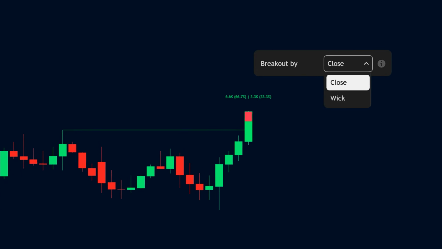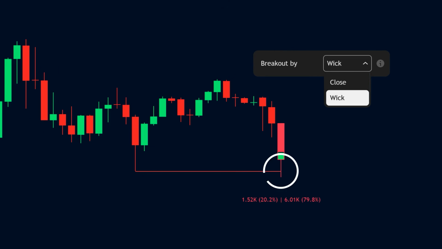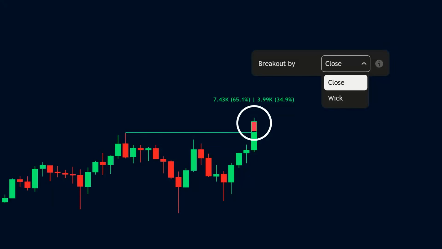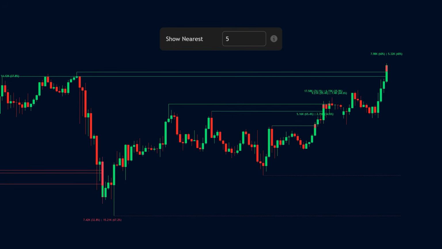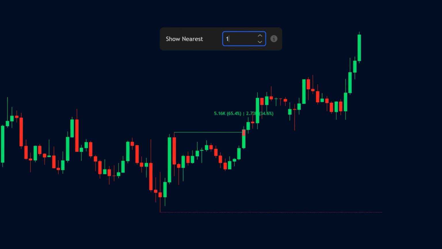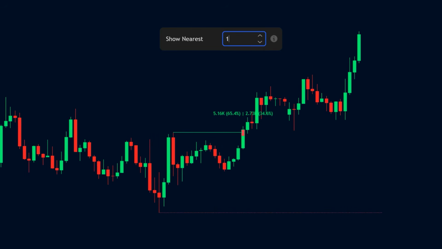You also control how a level is considered broken using the breakout buy setting. In wick mode, a breakout is confirmed when the price wicks beyond the level. In close mode, the candle must close beyond the level. Close mode is stricter and generally more conservative, and wick mode is more aggressive and captures early moves. Then, there is show nearest. This limits how many recent swing levels remain visible on the chart. Older levels are removed once the stored level count exceeds the chosen number. This keeps the chart clean and readable, especially during volatile sessions.